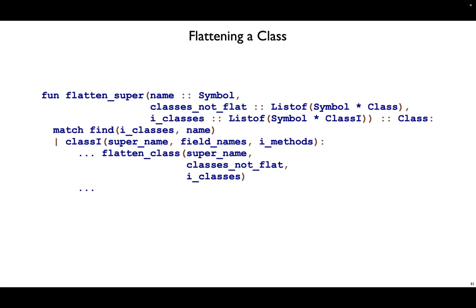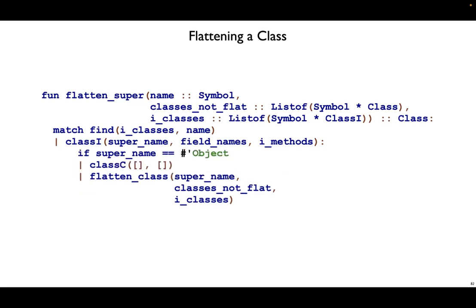There's one special case to look out for. If the super name is object, then we've reached the top of the class hierarchy. In that case, we return a class C with an empty list of fields and an empty list of methods. Otherwise, we can call flatten class. And since flatten class will call flatten super when it needs to, we know that that'll do the searching upwards.